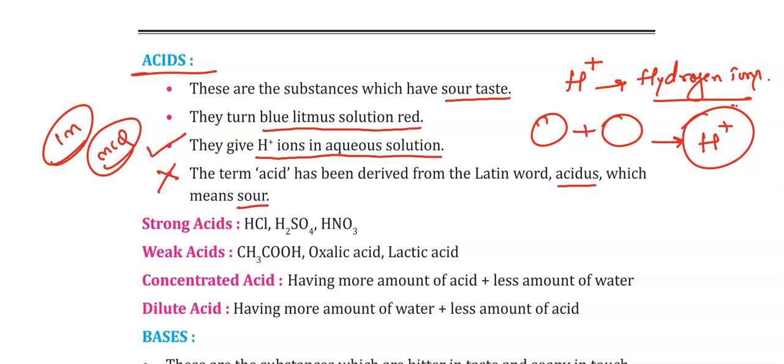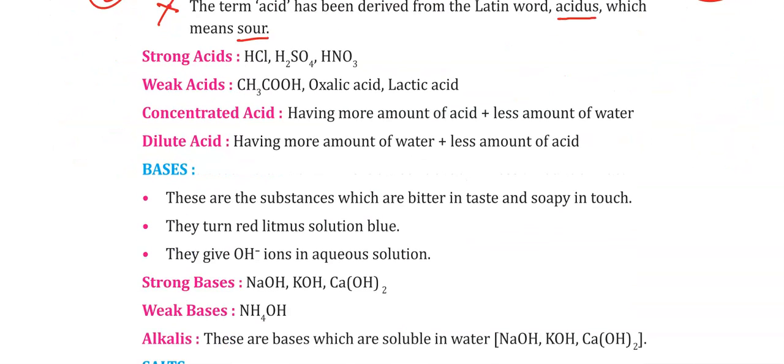Understood? Okay, so just remember, what is the taste of the acid? Sour in taste. And what should be the color if you want to say it is an acid? It should remain as red color. And which ions are produced? Hydrogen ions. Which gas is produced? Hydrogen gas is produced. So these are the 3 important points which you need to remember here. Is this clear? Good. Now let me come back to classification of acids.